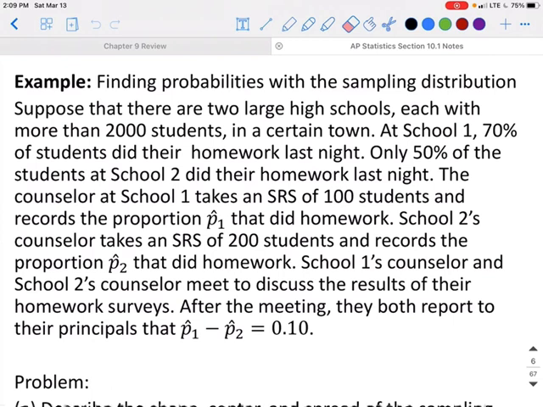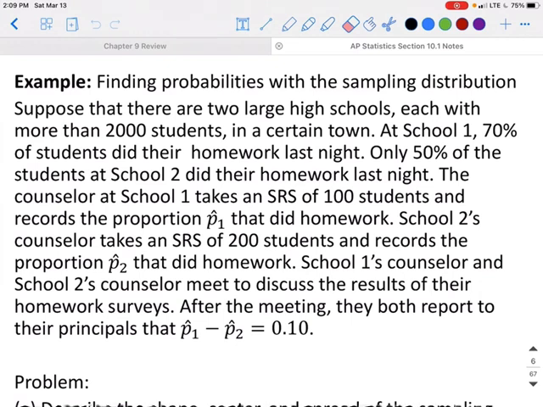Finding probabilities with the sampling distribution. Suppose that there are two large high schools, each with more than 2,000 students in a certain town. At school 1, 70% of the students did their homework last night. Only 50% of the students at school 2 did their homework last night. The counselor at school 1 takes a simple random sample of 100 students and records the proportion p hat 1 that did homework. School 2's counselor takes a simple random sample of 200 students and records the proportion p hat 2 that did their homework.